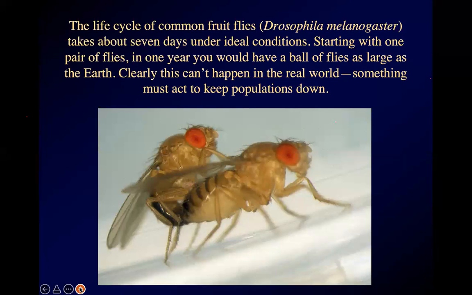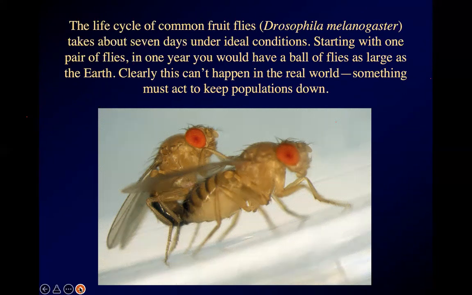And it has not been replaced with a giant ball of fruit flies, 8,000 miles in diameter. So something has to act to keep those populations down. Fruit fly populations can grow, especially if it's in your kitchen and you left some bananas out on the counter and forgot about them. They can grow quite fast, but we never see that unlimited exponential growth. Something has to act to keep that population under control.